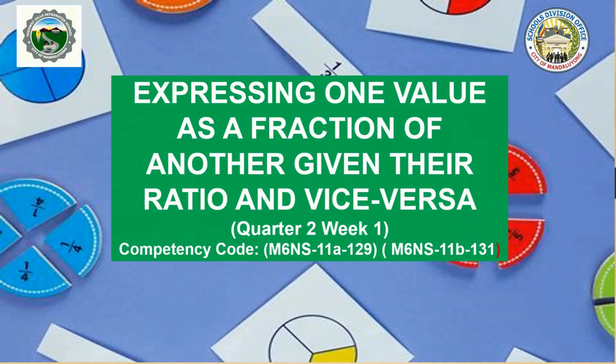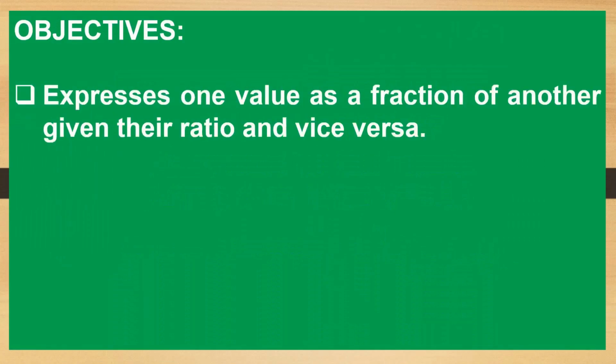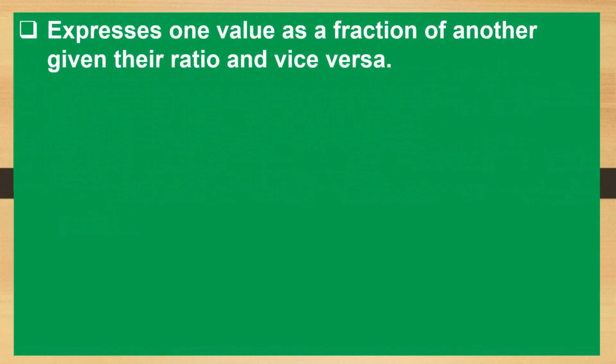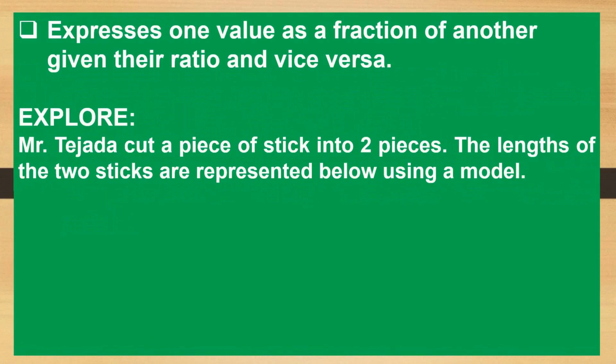Expressing one value as a fraction of another given their ratio and vice versa. Quarter 2, Week 1. Here are the two objectives. The first is expresses one value as a fraction of another given the ratio and vice versa. The second defines and illustrates the meaning of ratio and proportion using concrete or pictorial models. Let's have the first objective.